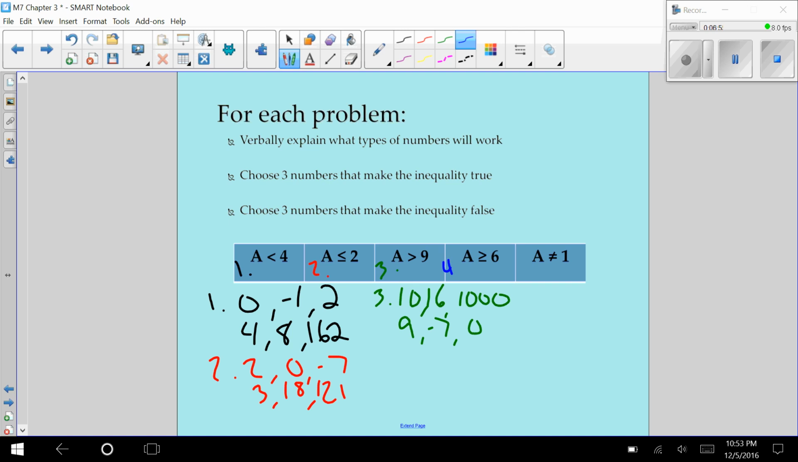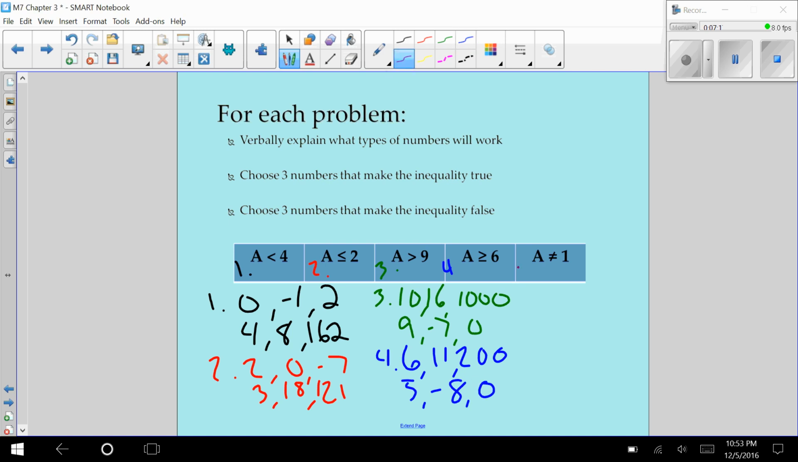For the fourth one here, A is greater than or equal to 6. What types of numbers will work? Any number 6 or more. 3 numbers that work. 6, 11, and 200. 3 numbers that do not work. 5, -8, and 0.